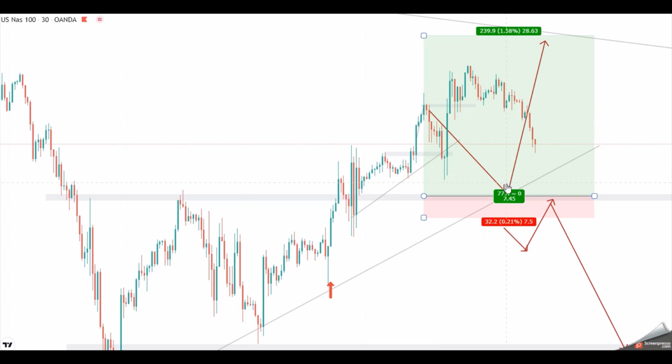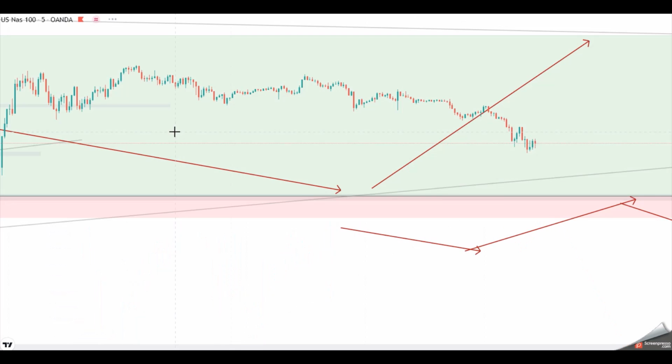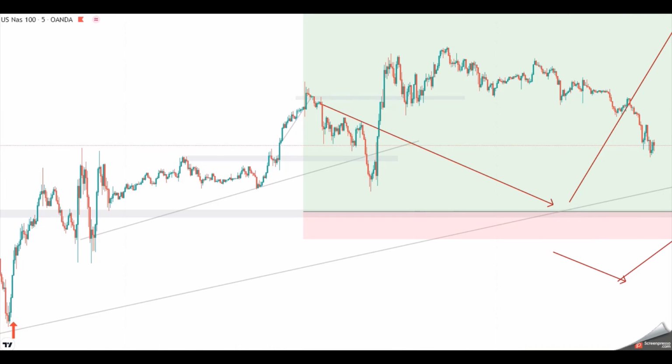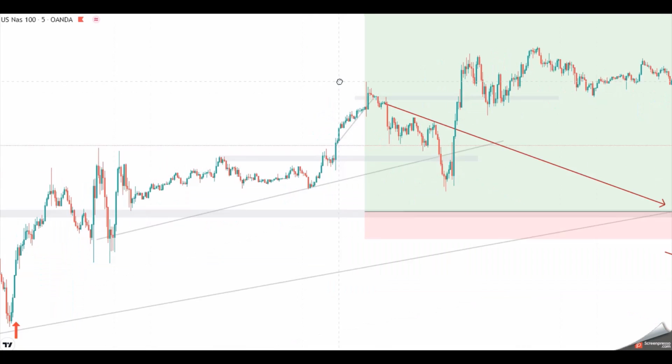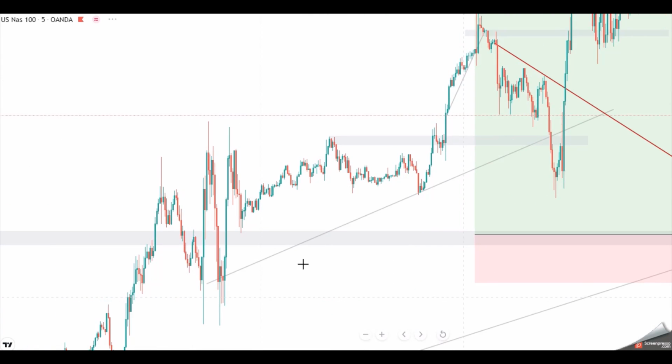Ultimately, what I was expecting to happen, if this was going to happen before New York session, right? But before New York session, the market was still here, so I was eyeing it here. Okay, let me just change time frame. So if you look at this, our focus is here.